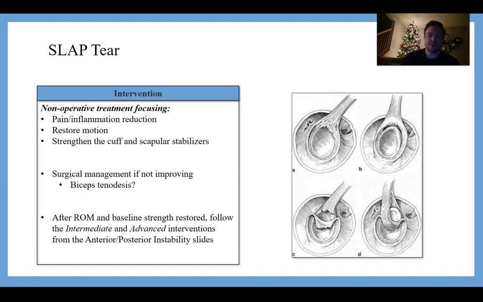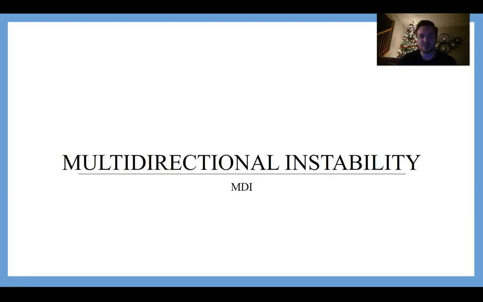Now the one in the bottom left is a type 3, and you can see that's a superior labral issue, but the biceps anchor is intact. And then a type 1 is just fraying of that tissue.